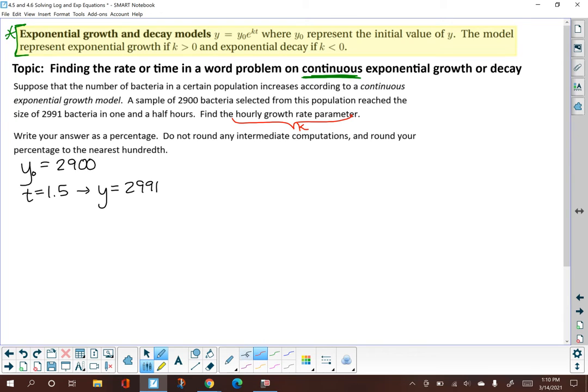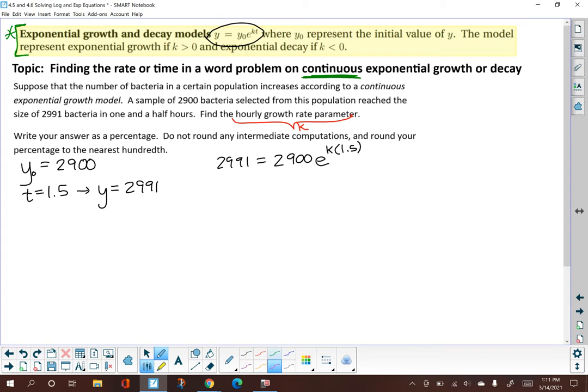We need to write our answer as a percentage. All right, so what we're going to do is put these 3 given bits of information into our equation, and then we'll solve for k. So we have y first, so that's 2,991. It's equal to the initial value 2,900 e to the k times time, k times 1.5. So we need to solve for k.